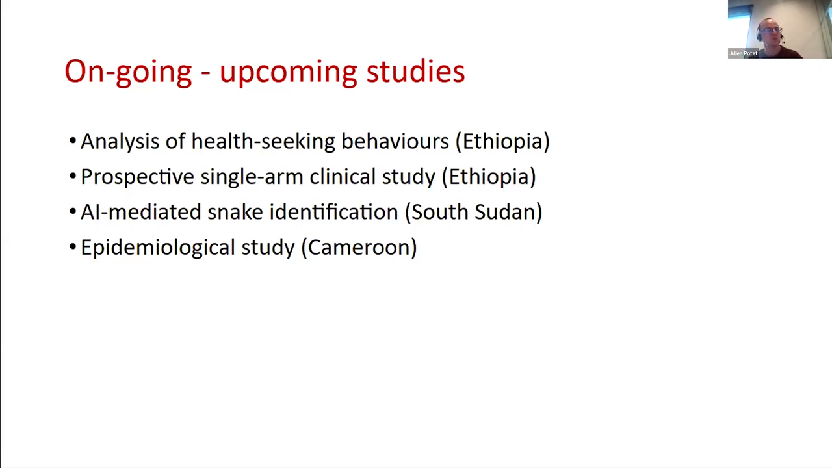In South Sudan, we have started a new project about snake identification, and we are going to use a tool on mobile phones driven by artificial intelligence to improve our capacity to recognize and identify the snake species that have been causing the snakebite. It will work based on photographs brought by the patients, or in many cases the victims themselves and the family bring the dead snake to the facility. That could be helpful to identify the snake species.